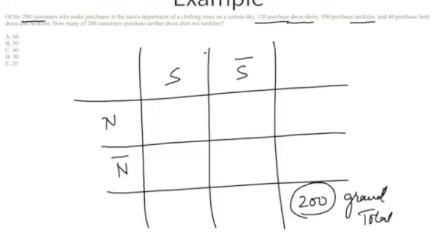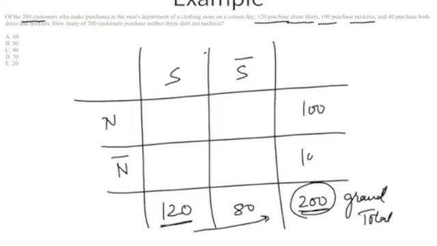120 purchase shirts. So it doesn't say only shirts. It says shirts. That means this total is 120. 100 neckties. Again, this number is 100. So when I say this is 120 and the total is 200, this becomes 80. They must add up to 200. And this is 100. They must add up to 200.